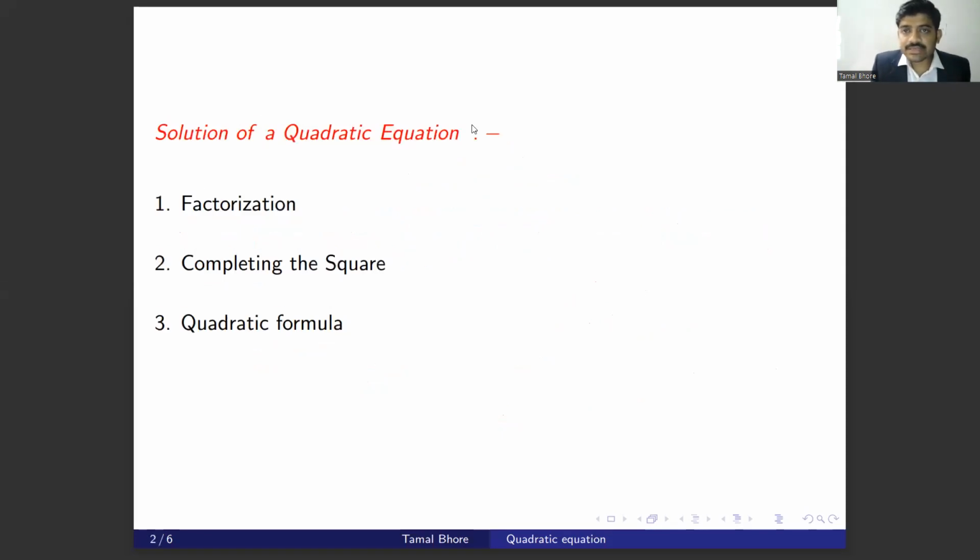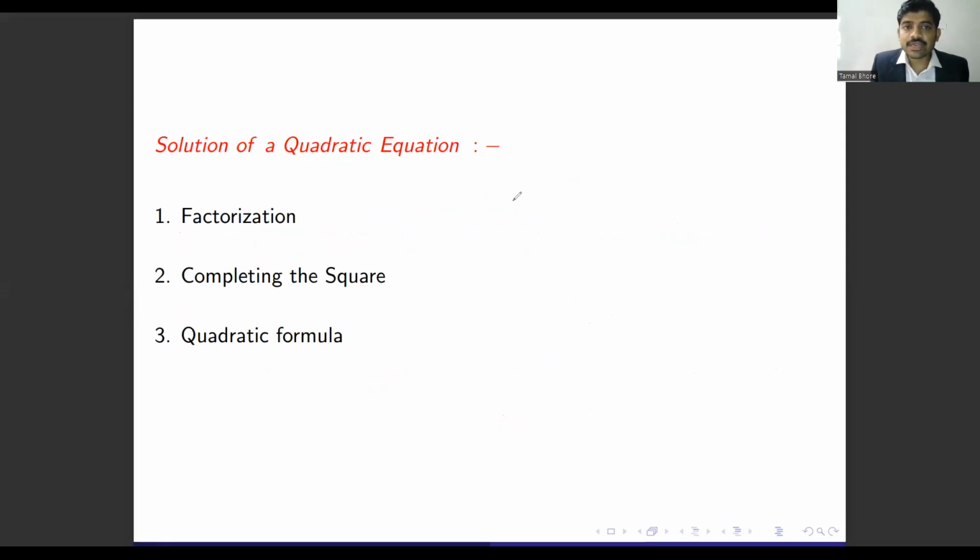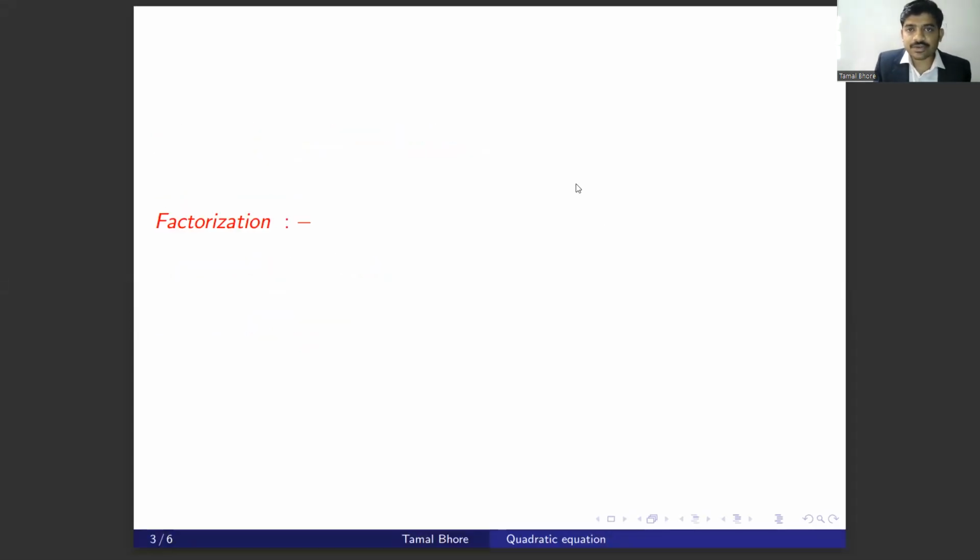So we will discuss three methods to get the solution of a quadratic equation. First, I will discuss the factorization method. Second, I will discuss the completing the square method, and third, I will discuss the quadratic formula method. So one by one, let's start. First is factorization. So I am taking one example to understand the process.